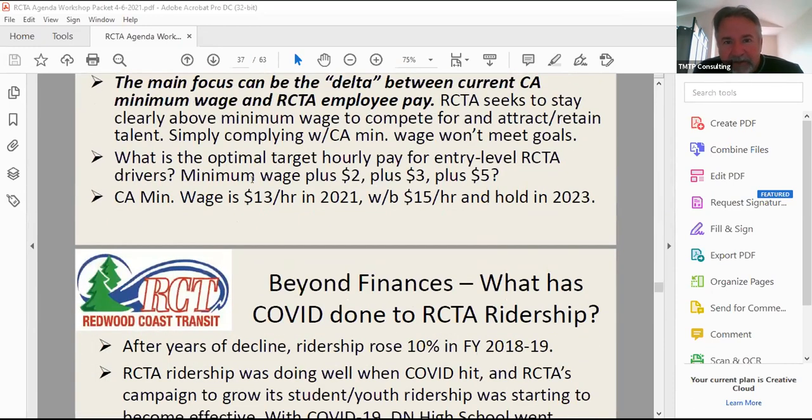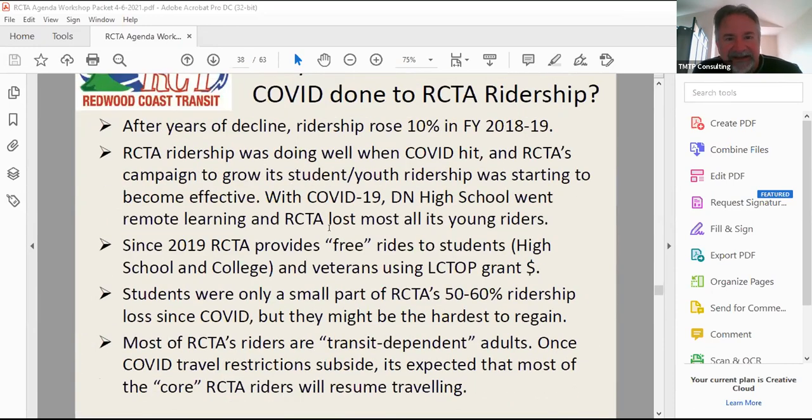So what has COVID done to the ridership? We touched on this. It's down 50 to 60%, and then it's held pretty steady. The loss was sudden last spring, and the recovery has just been flat. Folks have been using the bus for critical errands, but not to the level they were before.